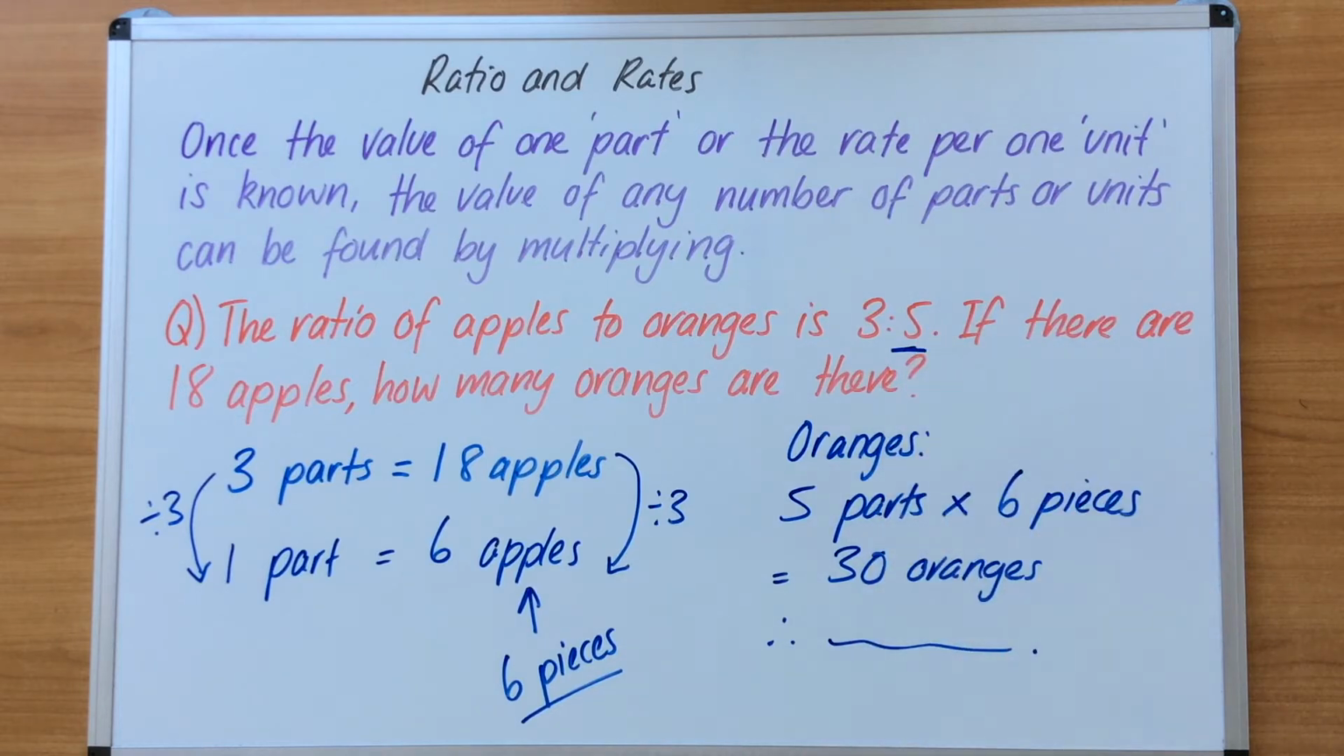And then you would write a therefore sentence, and you would say there are 30 oranges in the ratio of 3:5. So you write whatever you want to write in your therefore statement. So these 3 dots mean therefore, and the reason we have a worded answer is because it's a worded question.